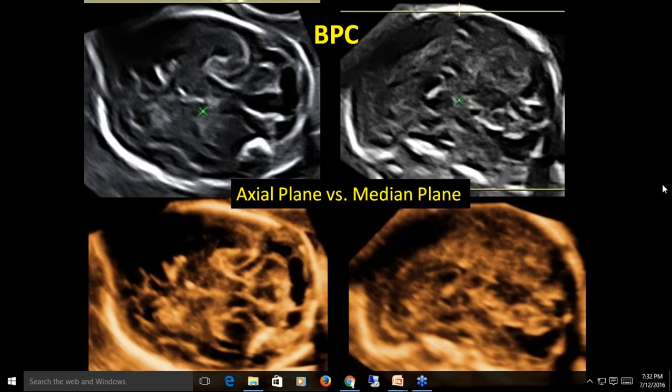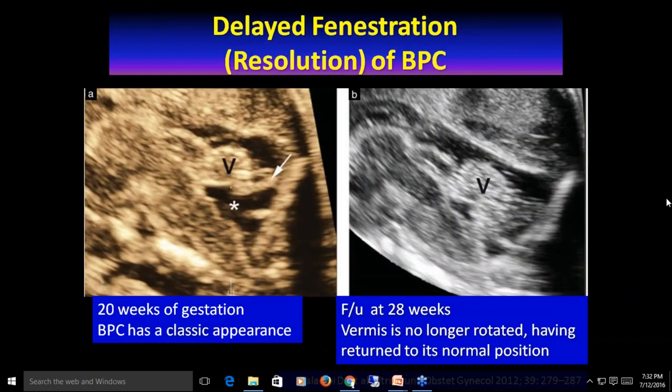Here are the last two examples of Blake's pouch cyst. Here I have an axial section and a median section. Again, we see here the splayed out cerebellar hemispheres, the fourth ventricle communicating with the cyst. In the median section, we see the mildly rotated but normal sized vermis and the fourth ventricle connecting with the cisterna magna. Again, here in this other example, we see a normal vermis, we see the cyst. In the median section, we see the mild rotation, normal vermis, and the communication.